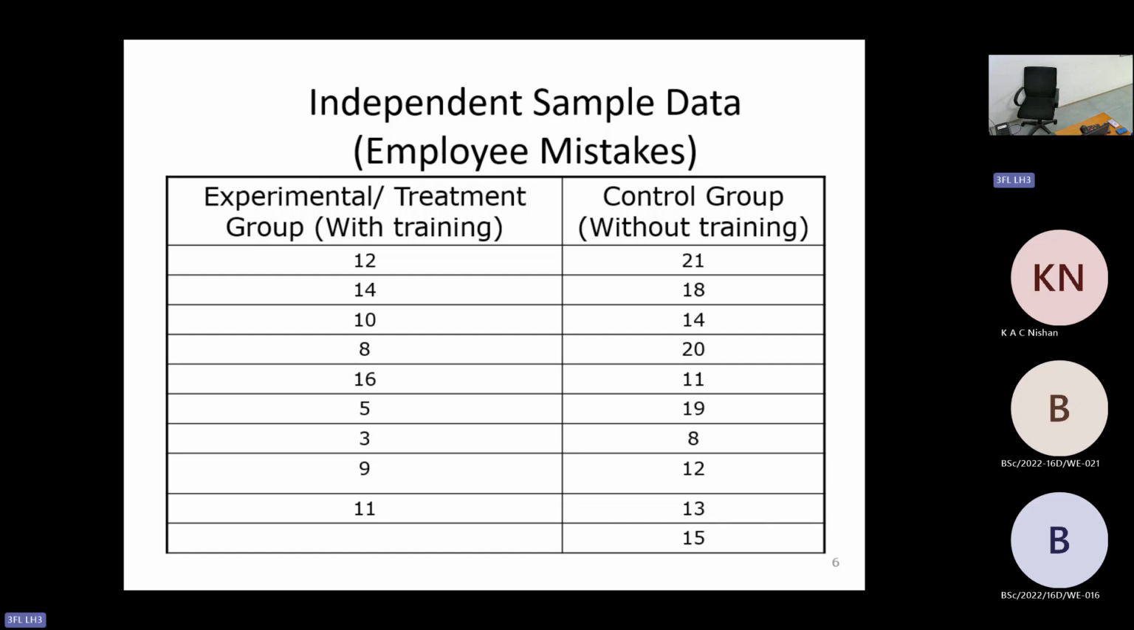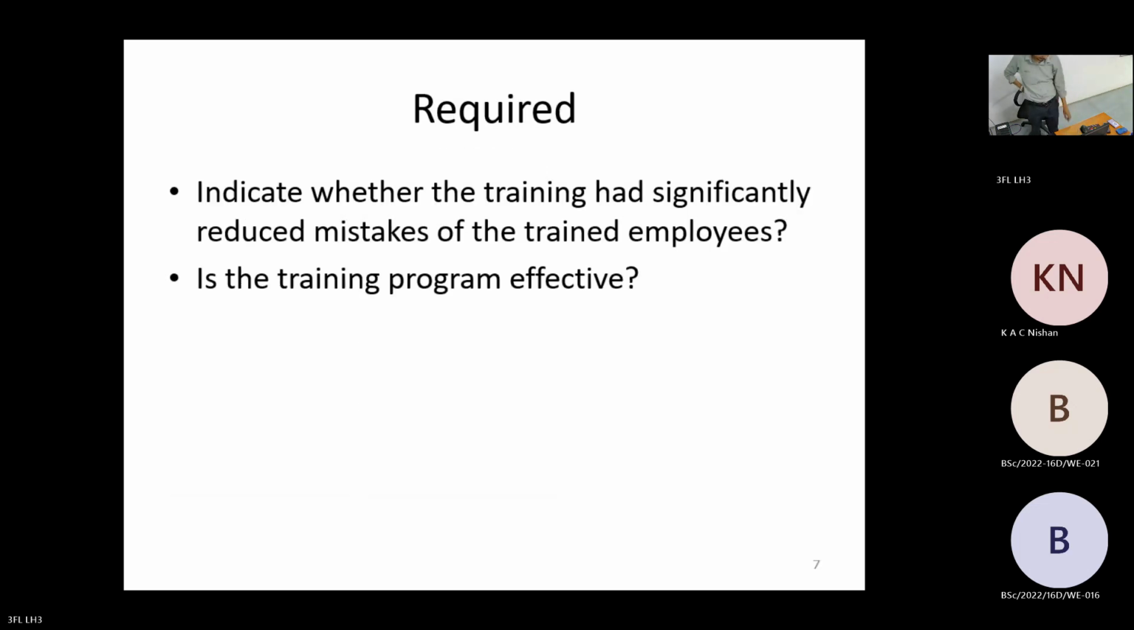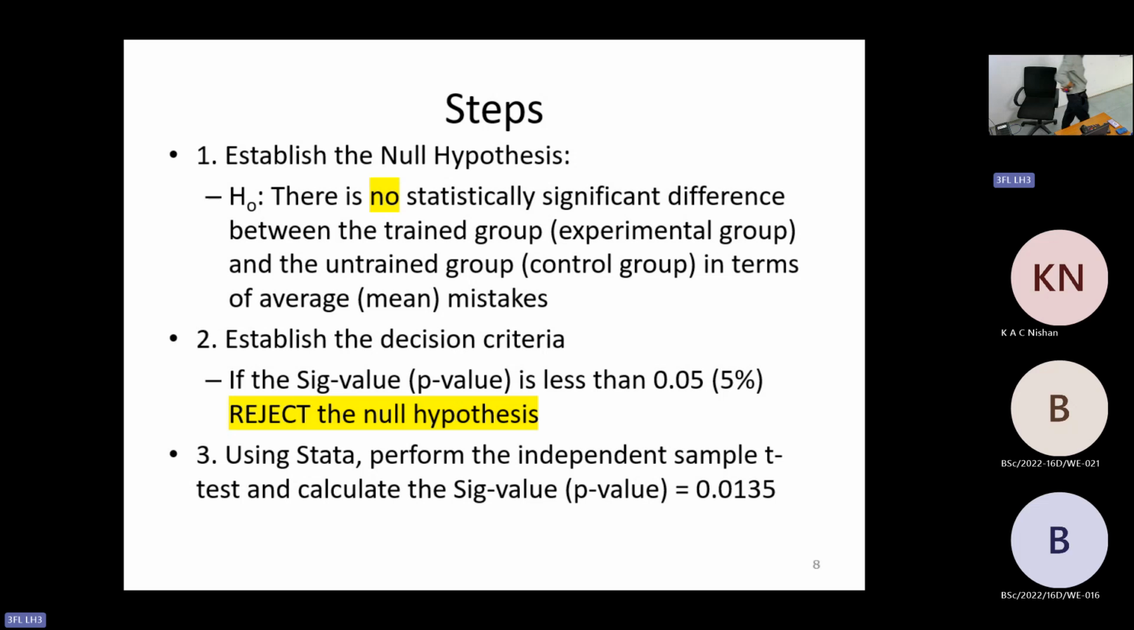Right? So these are two independent groups. In that case, what test are you going to perform? The independent samples test. So let's see how to perform that step by step. Always, as I told you, there are 4 steps that you have to perform. Let's see what the 4 steps are. Step number 1: establish the null hypothesis.